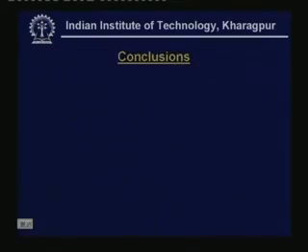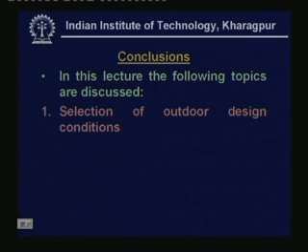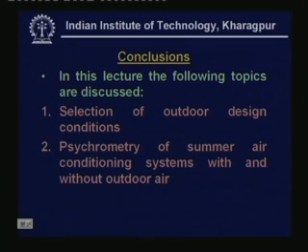Okay. So, at this point I stop it and let us conclude what we have learned in this lecture. In this lecture, the following topics are discussed: selection of outdoor design conditions, psychrometry of summer air conditioning systems with and without outdoor air, and systems with reheat. We will continue this lecture in the next class. Okay, thank you.